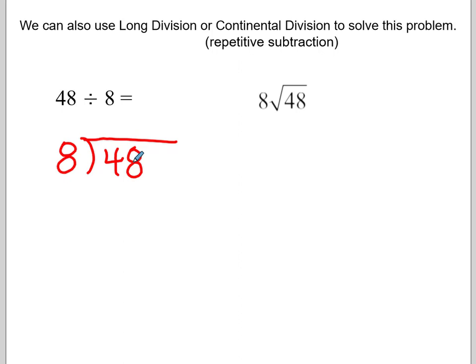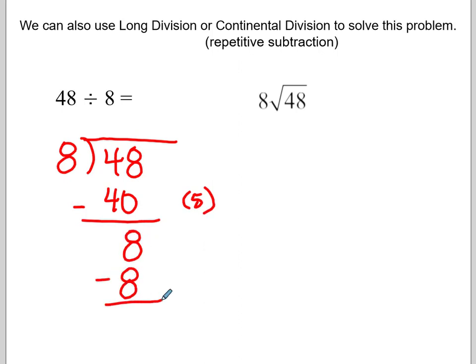I can do groups of them. So I happen to know that 5 groups of 8 is 40. So if I put a little 5 over here, that means I'm using 5 groups of 8. If I subtract that, I have 1 eight left over. I'm going to subtract another group of 8, make a little note, and I end up with 0, which means 48 divided by 8 is 6, which is what we found on the other page.